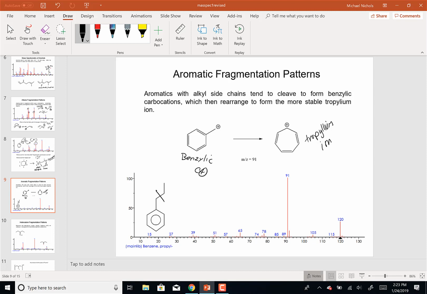And what happens is, by what's called a ring expansion, the 6-membered ring changes into a 7-membered ring with 3 double bonds in it. Now, when we talk about benzene, we're going to talk about it being aromatic.